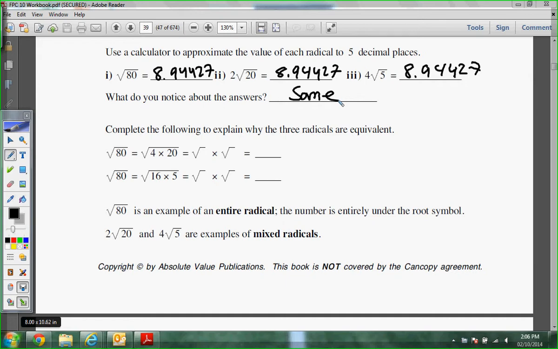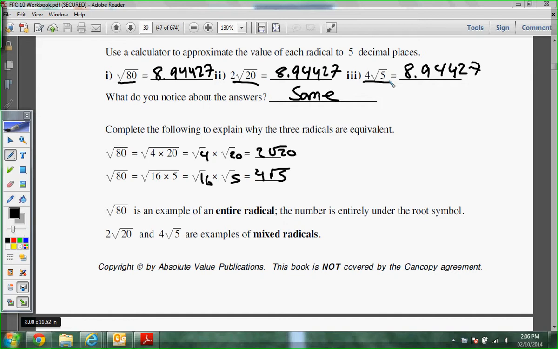4 times 20, we can break into root 4 root 20, and that gives me 2 root 20. So we got from root 80 to 2 root 20. So they're the same. That's why these two are the same. Now we're going to go from root 80 to the next step. 16 times 5. Root 16 is 4, so 4 root 5. That's all the same. Essentially, all these are simplifications of the same problem. Root 80 can break down to 2 root 20. Root 80 can also break down to 4 root 5.